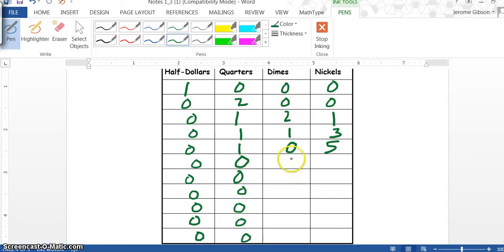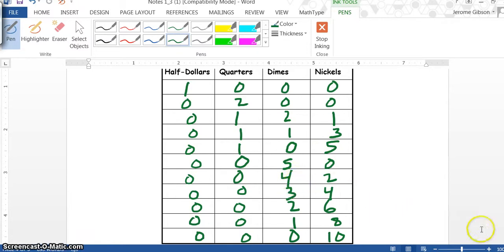Now we come here to our dimes. We know 5 dimes makes 50 cents, so it'll be no nickels. We do 4 dimes, then that means it'll be 2 nickels. We do 3 dimes, that means it'll be 4 nickels. We do 2 dimes, that means it'll be 6 nickels. We do 1 dime, it'll be 8 nickels. We do 0 dimes, it'll be 10 nickels. And these are all the combinations.